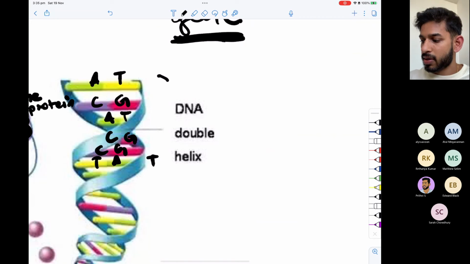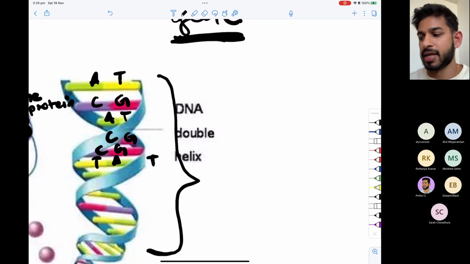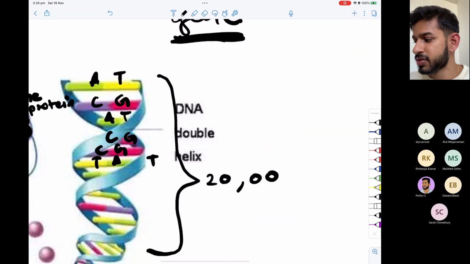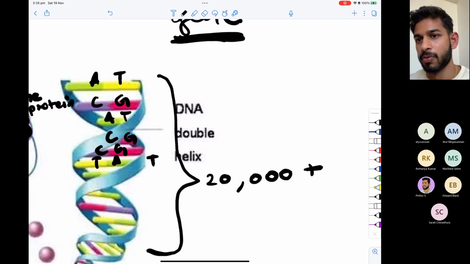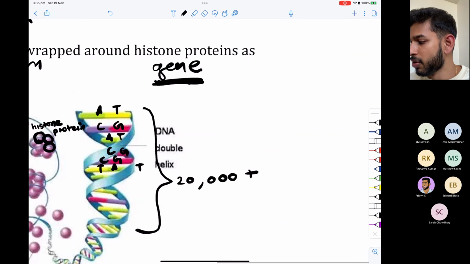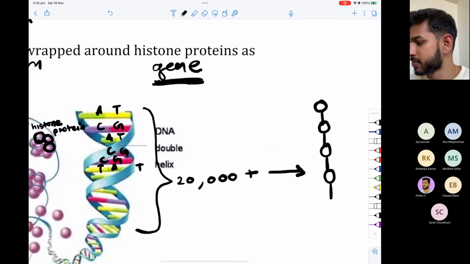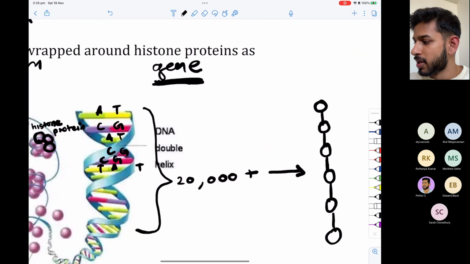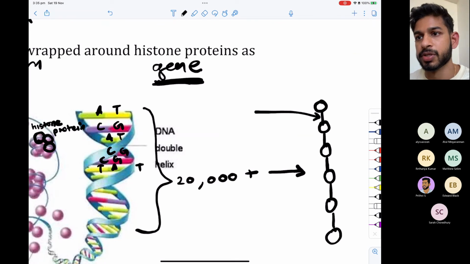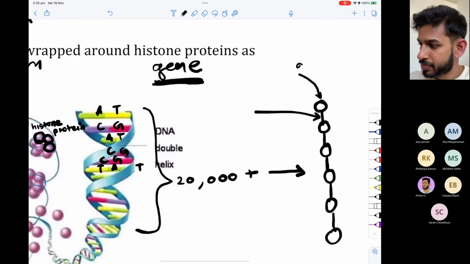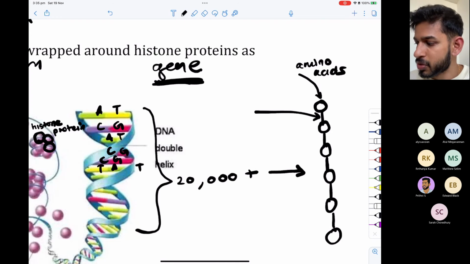Now, a section or a sequence of these letters, usually about 20,000 of these letters or more, will code as the instructions on how to make a chain of amino acids. Ed, what is the name for the bond between amino acids? Peptide bond. Good, right? So this is amino acids. The bond between amino acids is called a peptide bond.